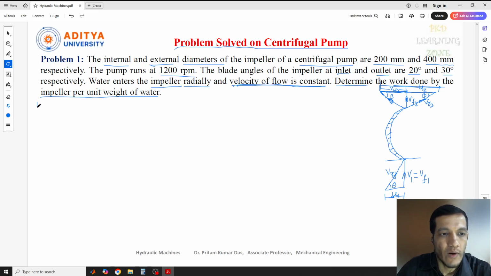Now we'll see what are the data given. What are the data given in this question? So based on that we can solve. Like the first line, if you see, the internal and external diameters are given. So I can write internal diameter d1. So that is 200 millimeter. So this one we can convert into meter. So that is nothing but 0.2 meter.